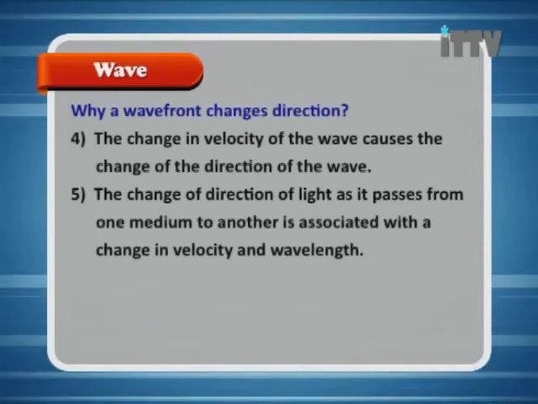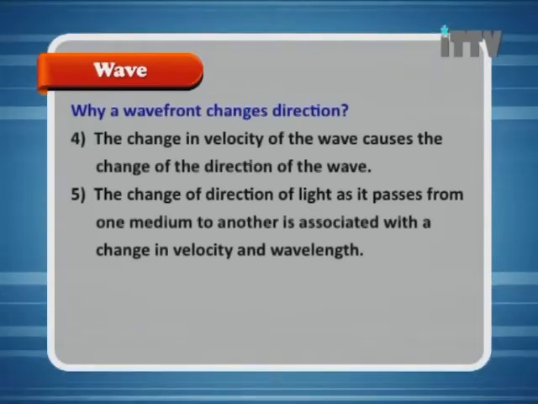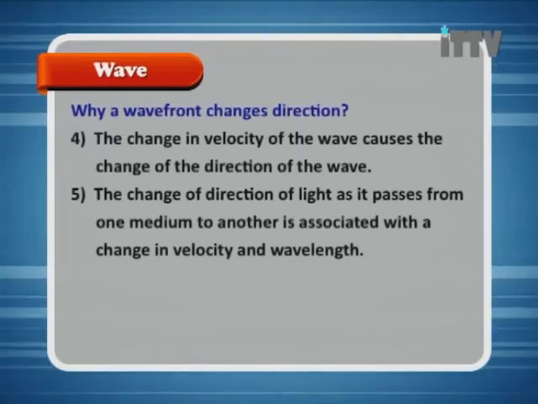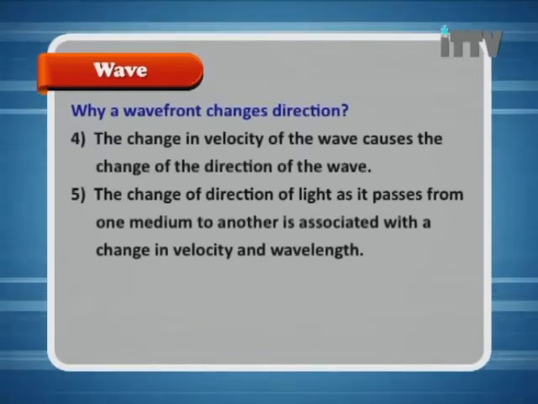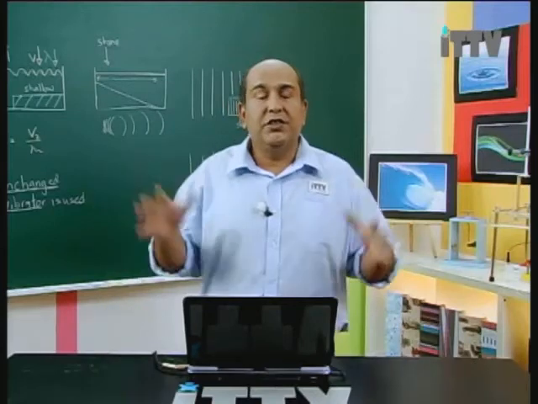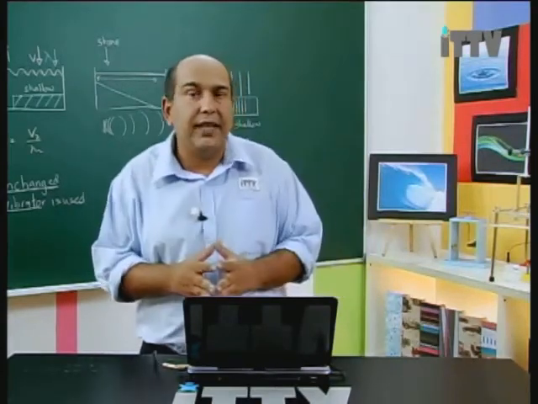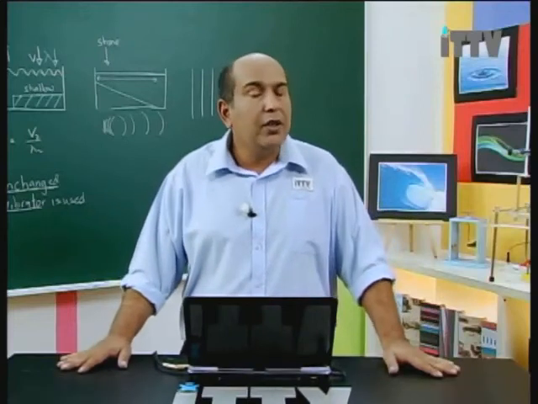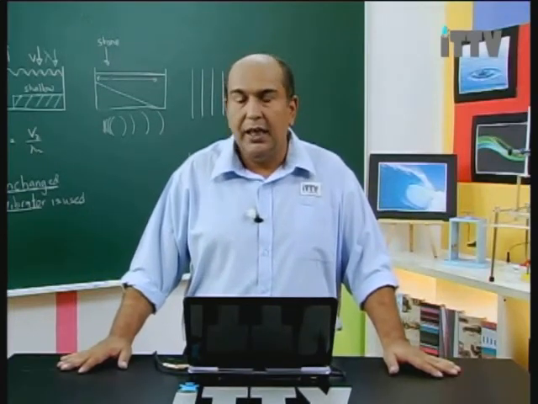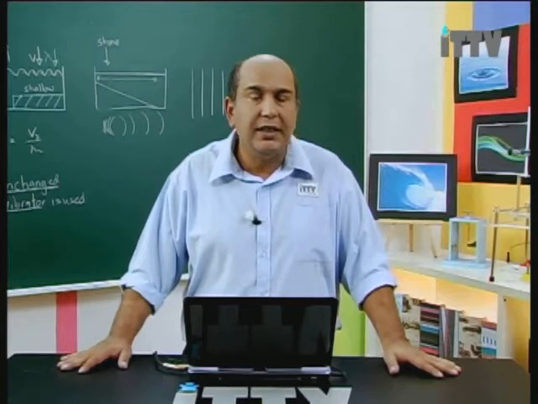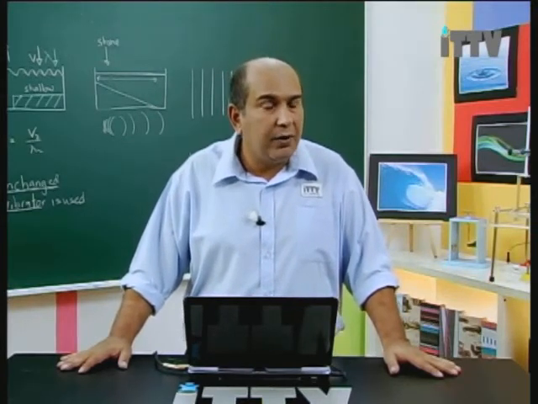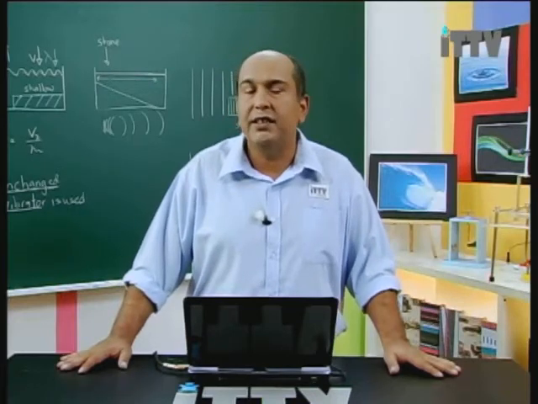The change of direction of light as it passes from one medium to another is associated with a change in velocity and wavelength as well. So this is very similar. Light does the same thing as a water wave. It also changes direction because of a change in velocity. And the reason for the change in velocity is identical. The left-hand side will be traveling slower than the right-hand side, which causes it to bend.